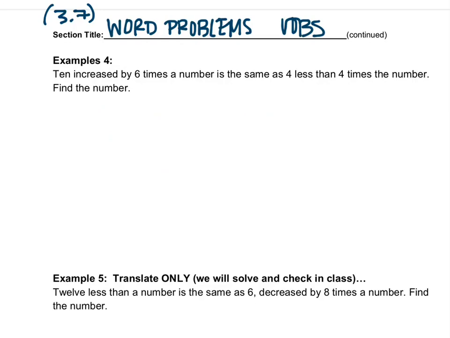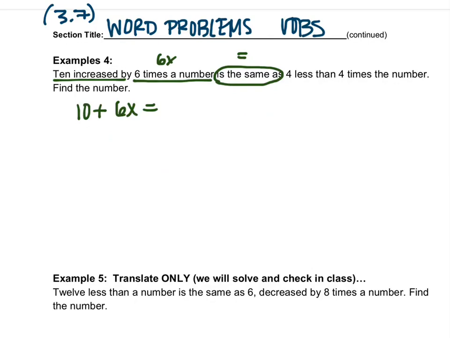So this is a little bit more straightforward, and we're working on just a straight translation. This doesn't have anything to do with consecutive integers. We're just working now with this word problem. So if I take 10 increased by, I'm going to write 10 plus. The next thing says 6 times a number, which we usually write as 6x. Is the same as, we can write as equals.